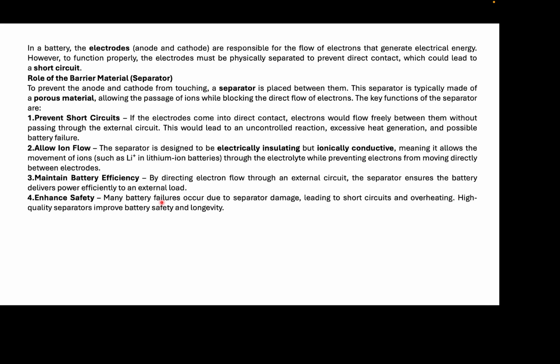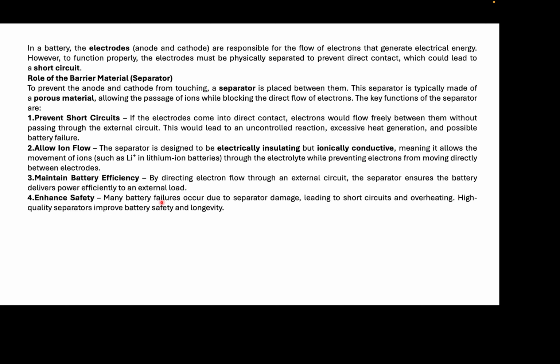So in a battery, the electrodes, that is the anode and the cathode, are responsible for the flow of electrons that generate electrical energy. However, to function properly, the electrodes must be physically separated to prevent direct contact, which could lead to a short circuit. So the role of the barrier material, which we have seen here, we are keeping them in separate jars or separate solutions or vice versa, right? It can be anything. Either you are physically separating them or you are keeping them in a different solution.